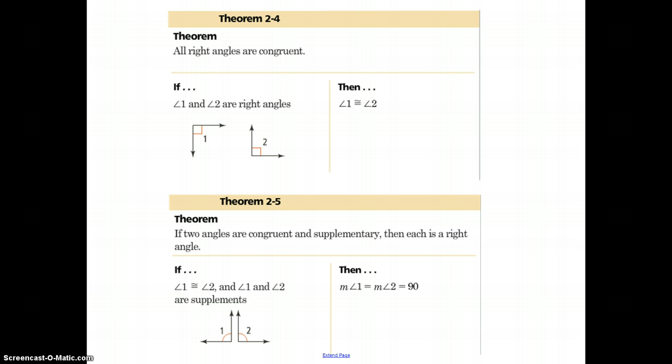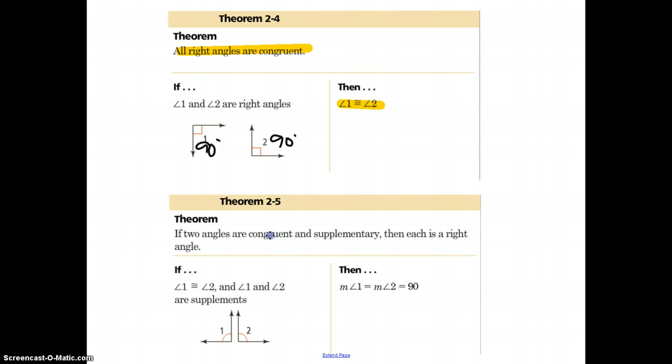And last but not least, two more theorems. All right angles are congruent. Seems pretty simple, but we will need this one a lot this year. If you have one right angle, that makes it 90 degrees. You have another right angle, that makes it 90 degrees. Since they have the same measure, we know that they are congruent.